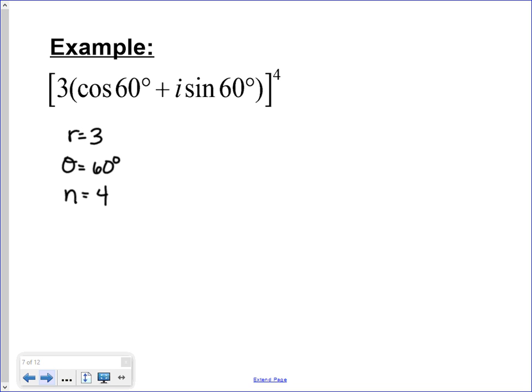Kind of nice when it starts in trig form because then you have everything you need for your formula, right? You know your modulus is 3, you know your argument is 60, you know your power is 4. So like I said, while you're calculating there, do it in trig form, and then also get me an answer in rectangular form.